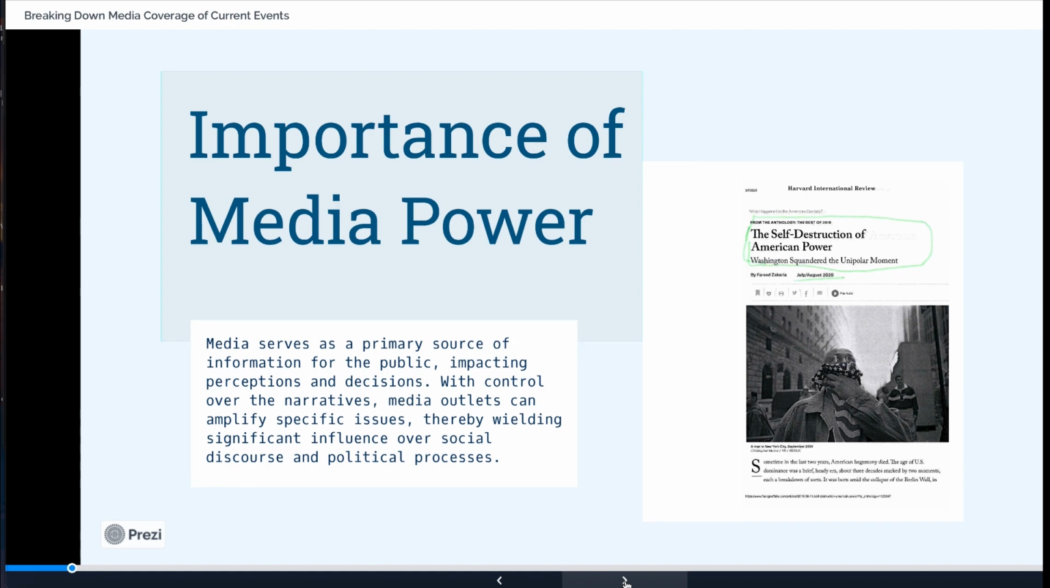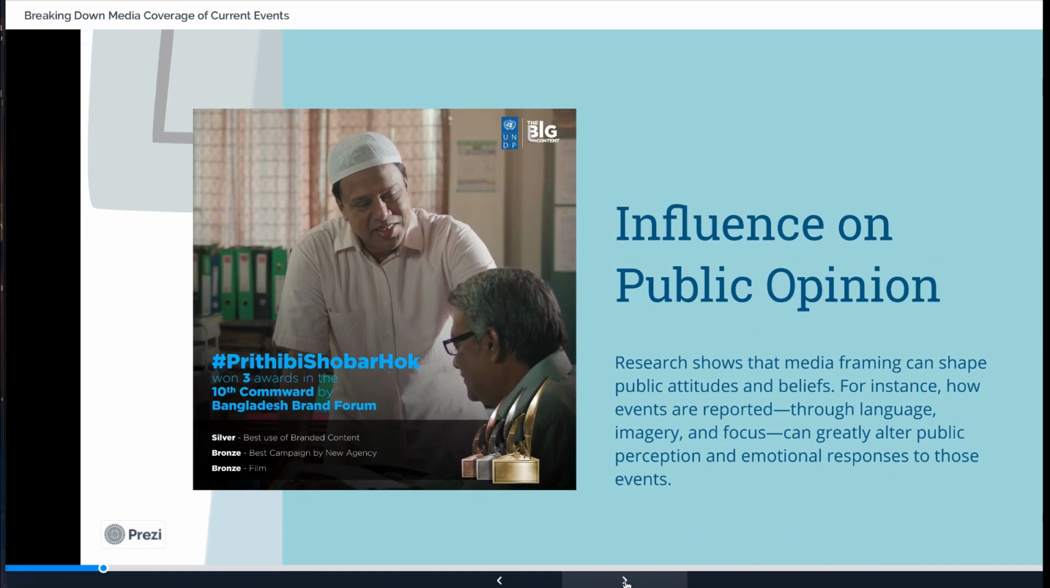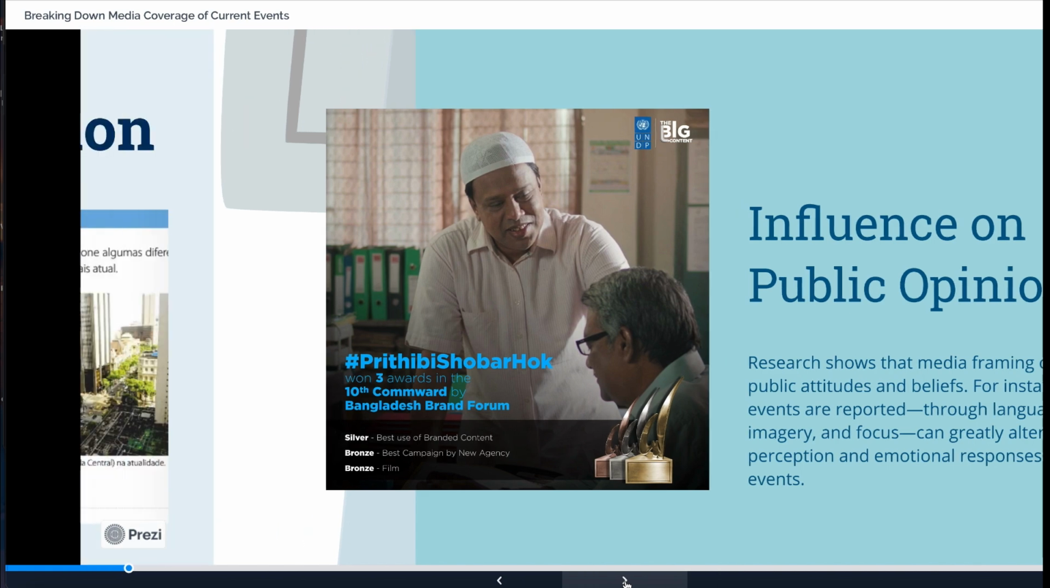Influence on public opinion. Research shows that media framing can shape public attitudes and beliefs. For instance, how events are reported through language, imagery, and focus can greatly alter public perception and emotional response to those events. Now we will discuss the objectives of the presentation.